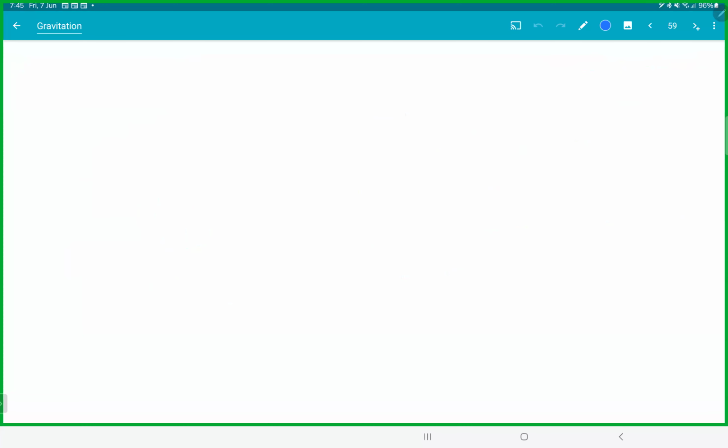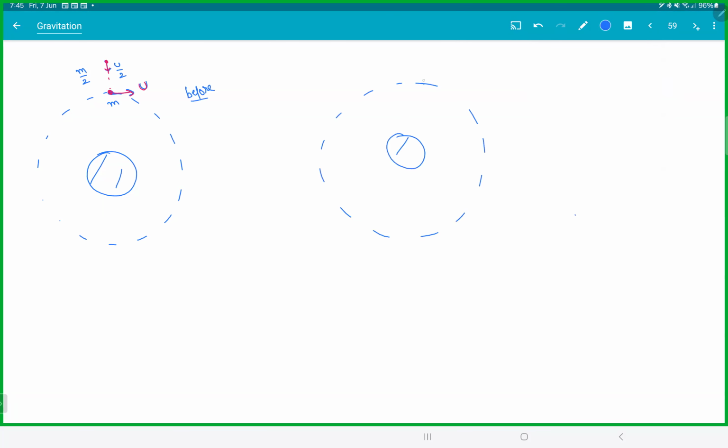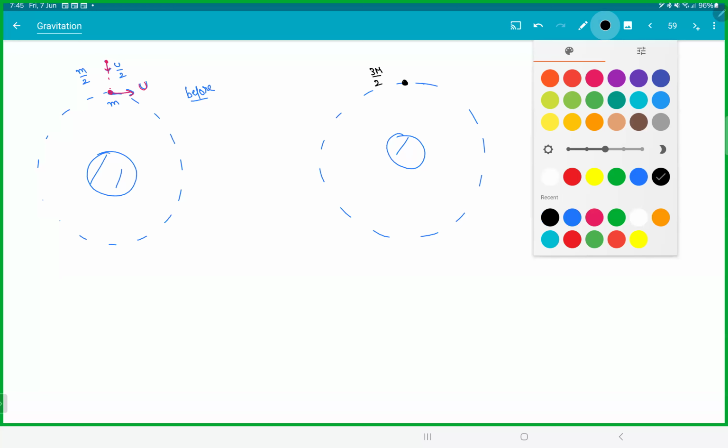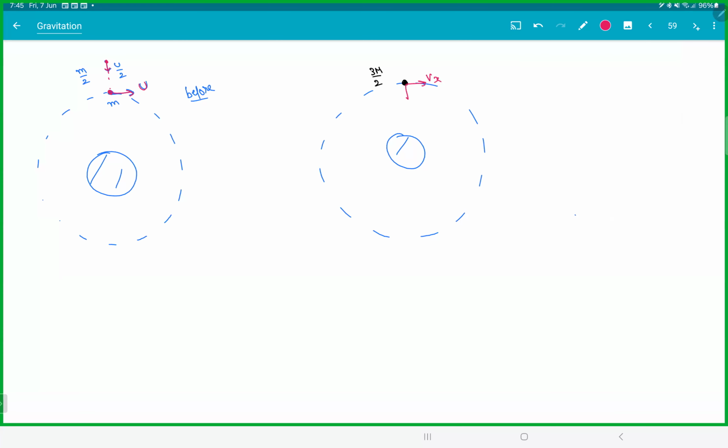Let's see the first part. Did you get it? So this is your system, mass m going with u. This guy is m by 2 coming with u by 2. This is before collision. After collision, this mass becomes 3m by 2. This velocity becomes vx. This velocity becomes vy.